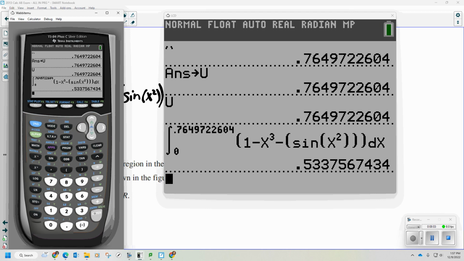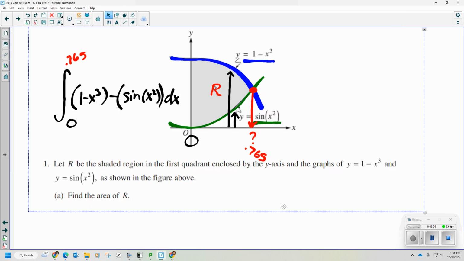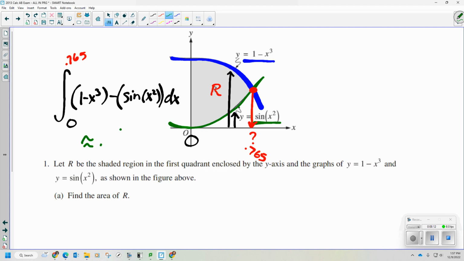0.533. Or we can round to 0.534, because the number after it is 5 or bigger. So that is approximately 0.534. That's the area between the curves right there. And that, my friends, is the answer.